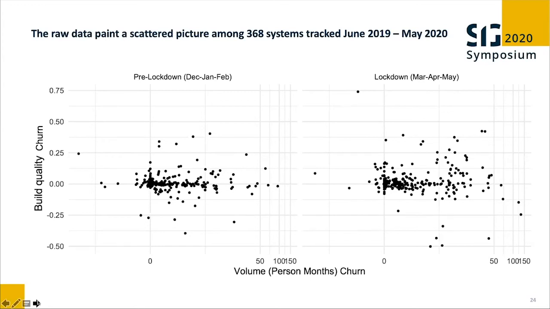If you look at this hard, you could say it's shifted a little bit to the right and maybe a little bit up, suggesting there's more production and more quality. Obviously we needed to do a better job at this, so we've modeled the behavior of every system over time using a statistical model, and then projected that out into the Corona period. So here you see the results of that.